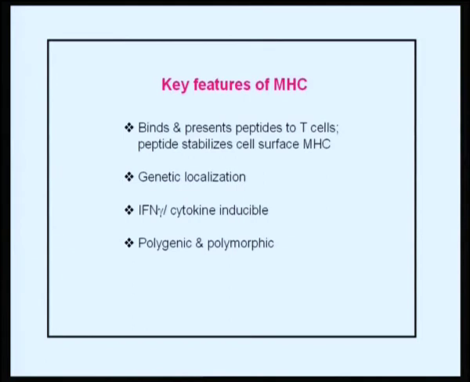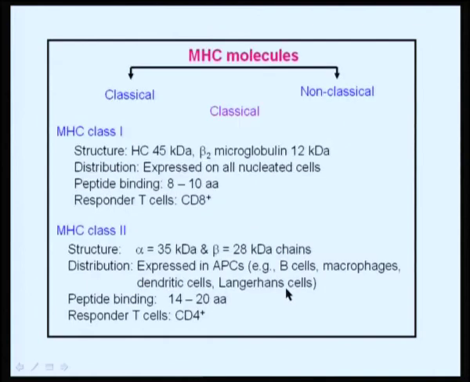The most important aspect about MHC molecules is that they are polygenic as well as polymorphic. You have different forms of MHC molecules K, D and L, and within K you have K of B, K of D, K of F, and so on.